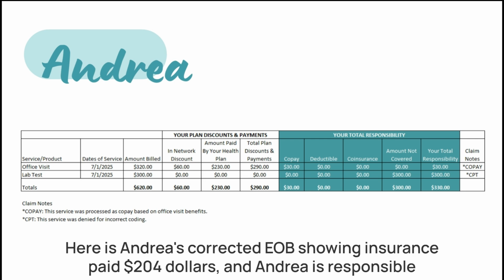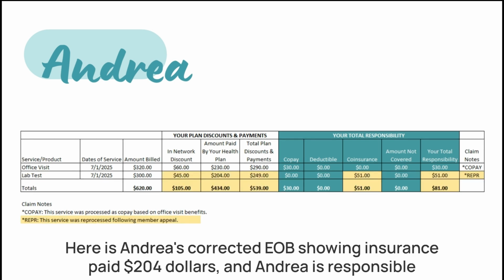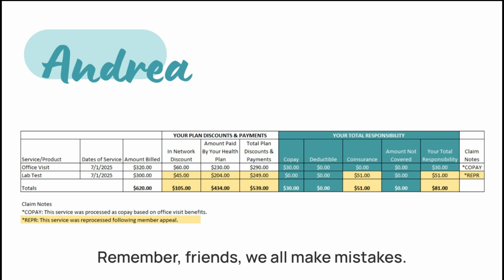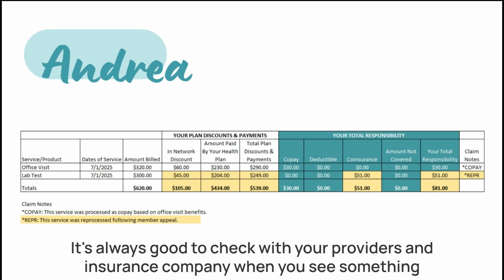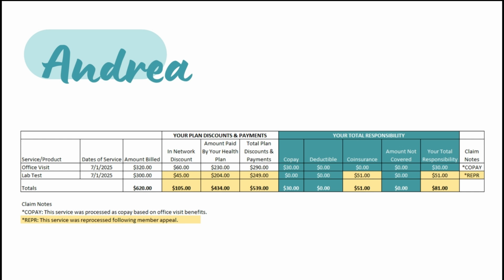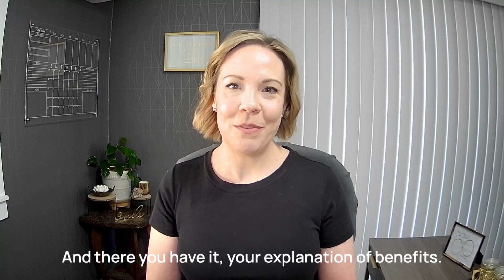Here is Andrea's corrected EOB, showing insurance paid $204, and Andrea is responsible for her coinsurance rather than the entire test. Remember, friends, we all make mistakes. It's always good to check with your providers and insurance company when you see something like this that just doesn't make sense. And there you have it, your explanation of benefits.